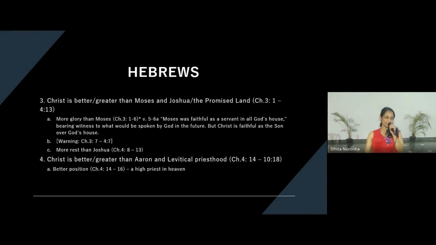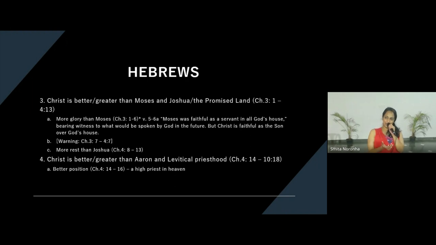And here the writer is saying Christ is much greater than Moses. Okay, so all of that reverence that you have for Moses should be very, very small in comparison to the reverence you have for Christ. And then he also compares it to the rest. So we talked about that.